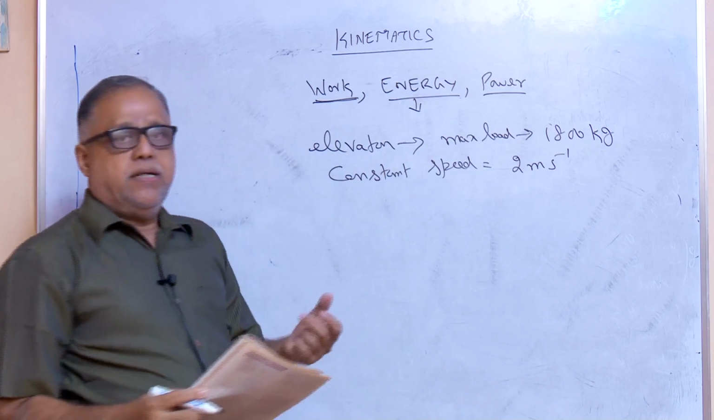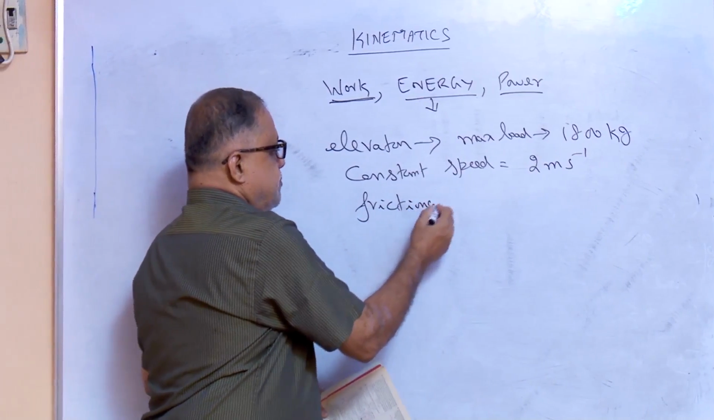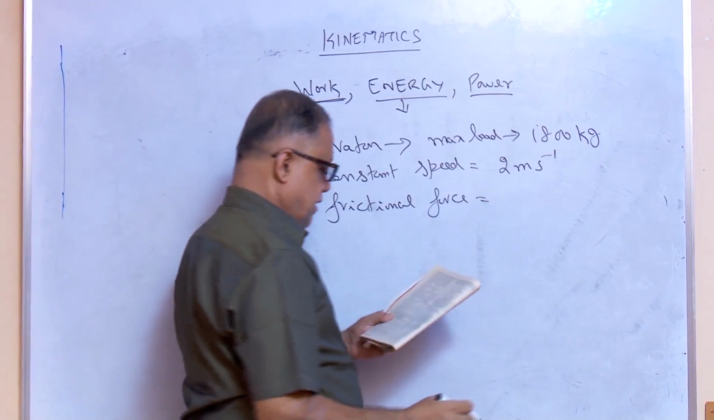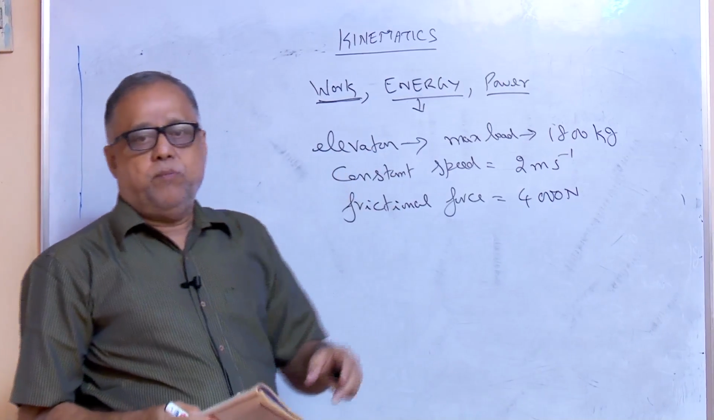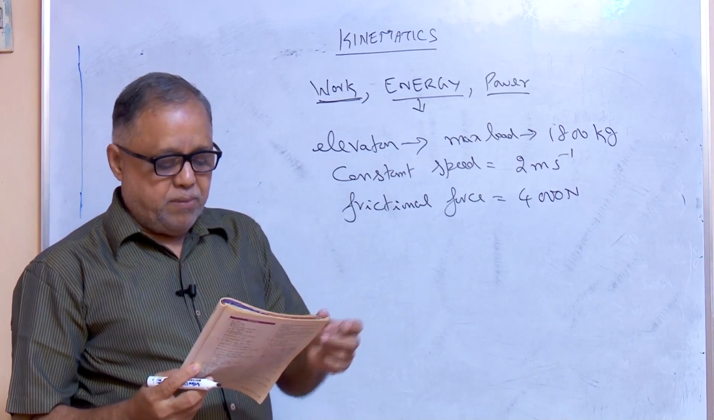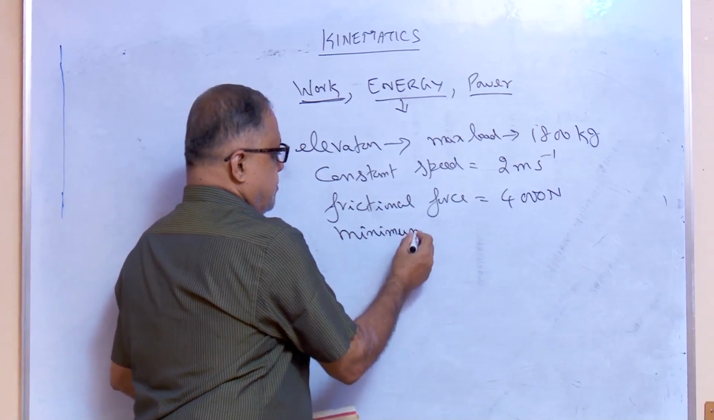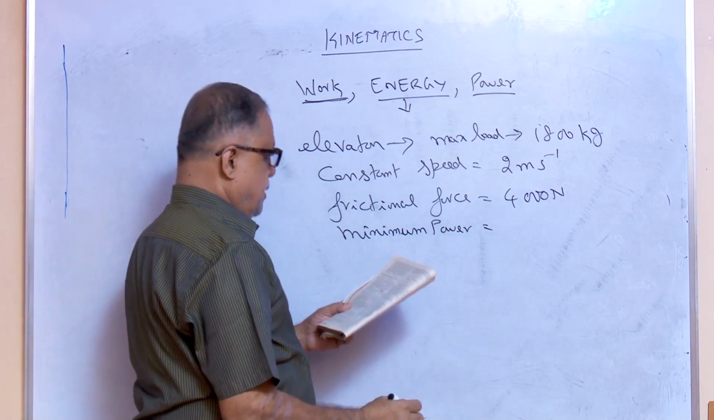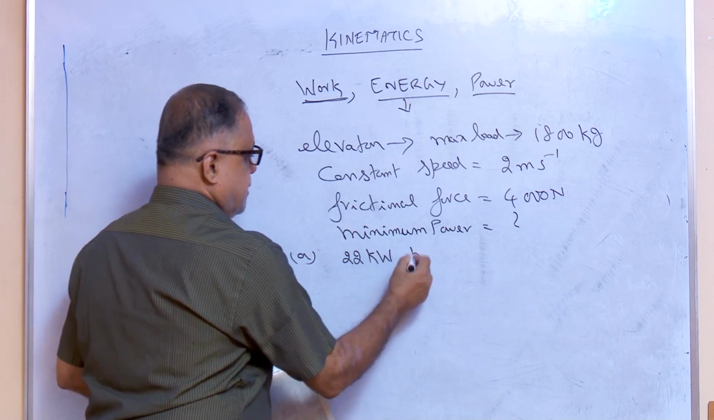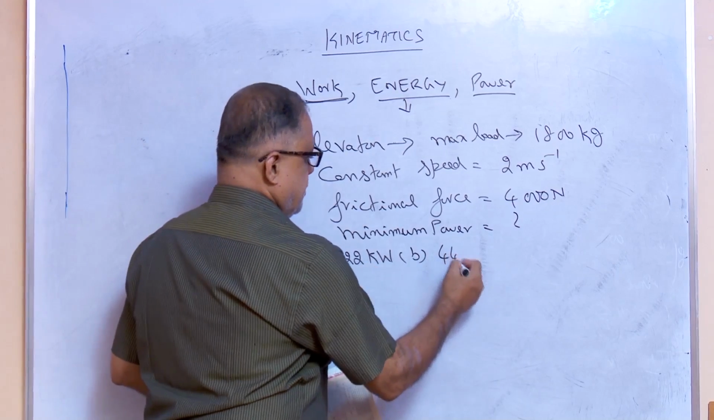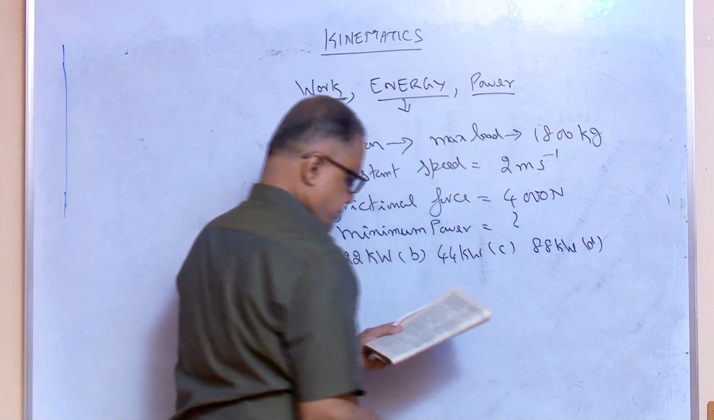And when the elevator is moving, it is also facing some frictional force. That frictional force is very important. Here, the frictional force is given as 4000 Newton. Now they are asking, the elevator has some motor. What is the minimum power delivered by the motor to the elevator? They are asking the minimum power, and they have given some options also. The options are in units other than SI, that is kilowatts: 44 kilowatts, and one more, C, 88 kilowatts, and the last one, 8 kilowatts.